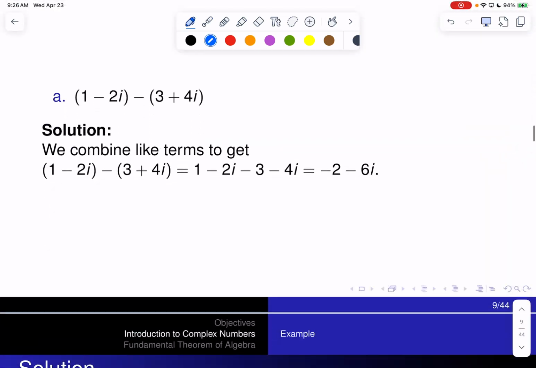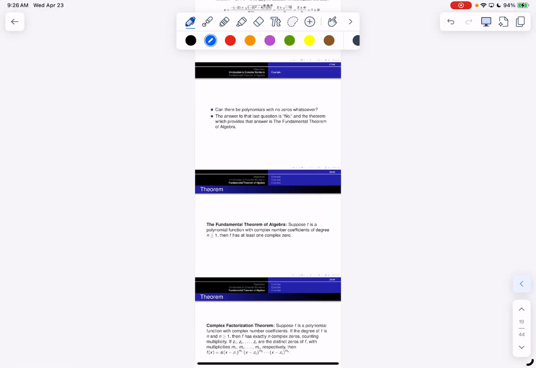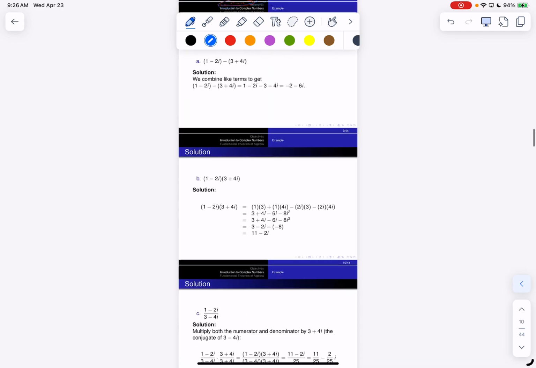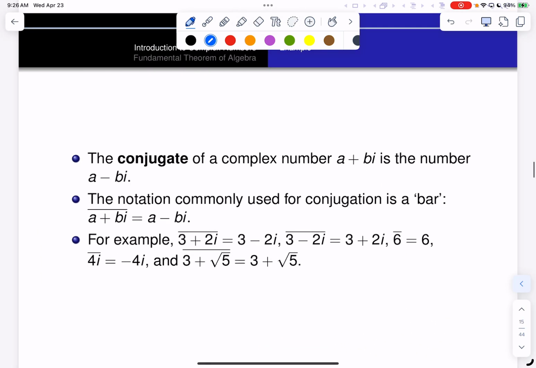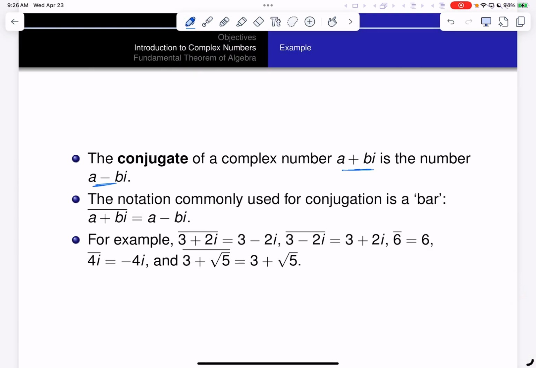So that's going to lead me to the conjugate pairs theorem and the fundamental theorem of algebra, which is the last thing I have to go over. So the conjugate of A plus Bi is the number A minus Bi. Now, there is a shortcut for writing the word conjugate. If they don't want to write the word conjugate, I can just write A plus Bi with a bar above it. That means conjugate.